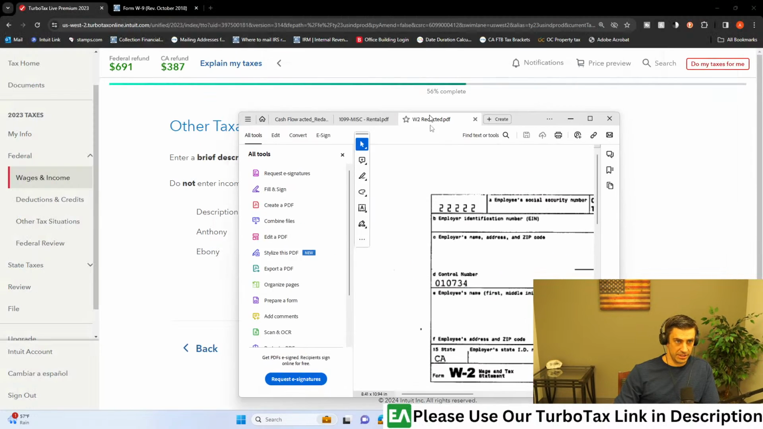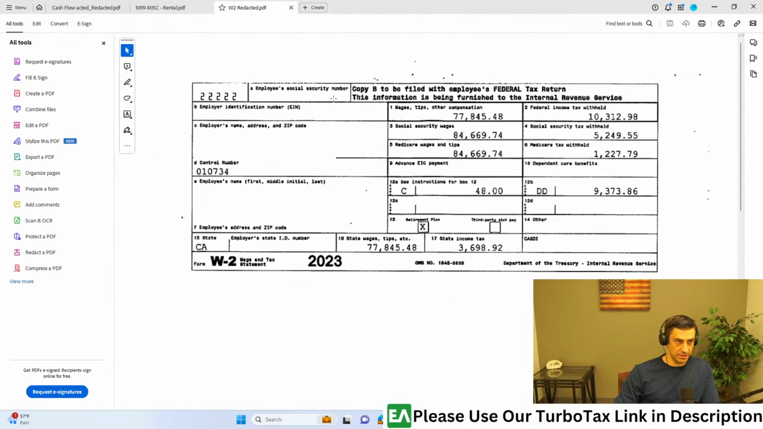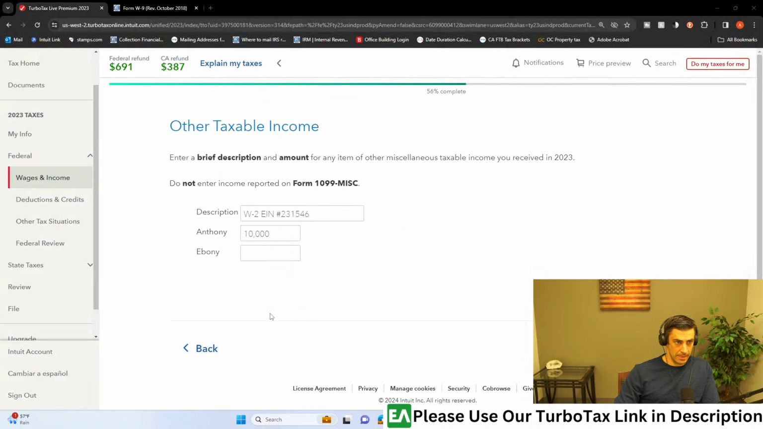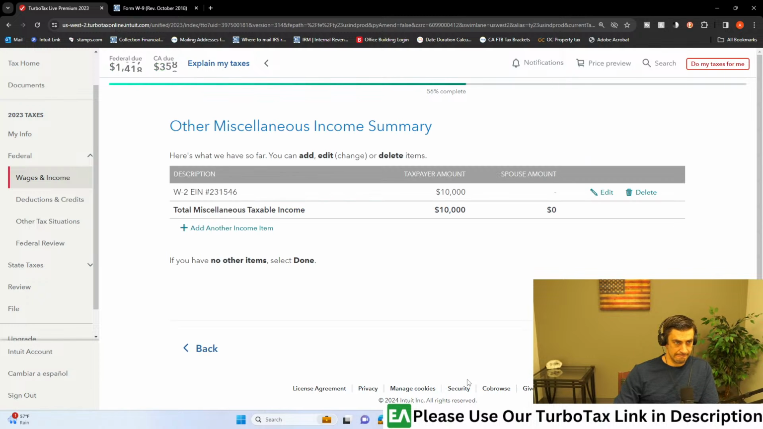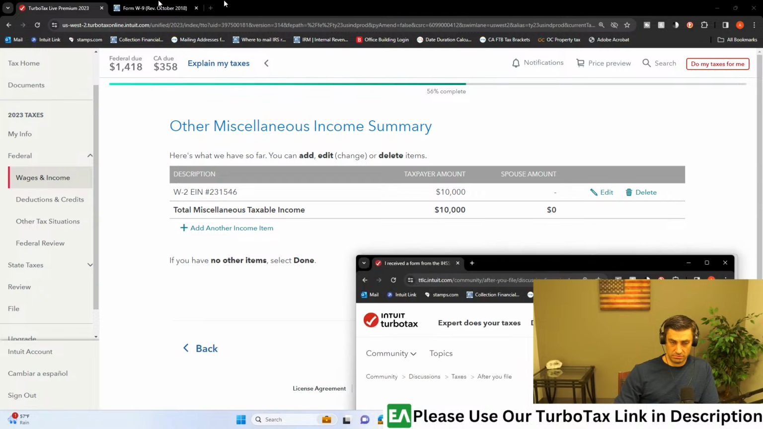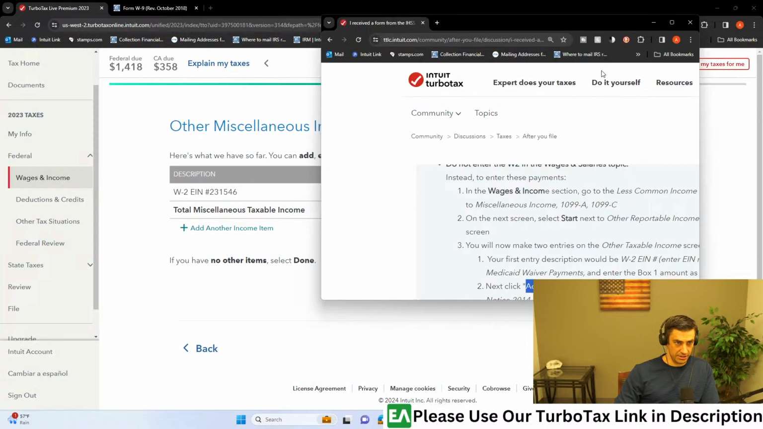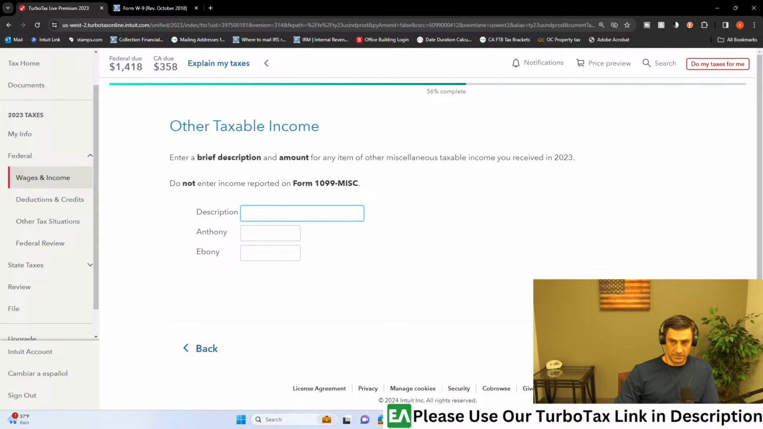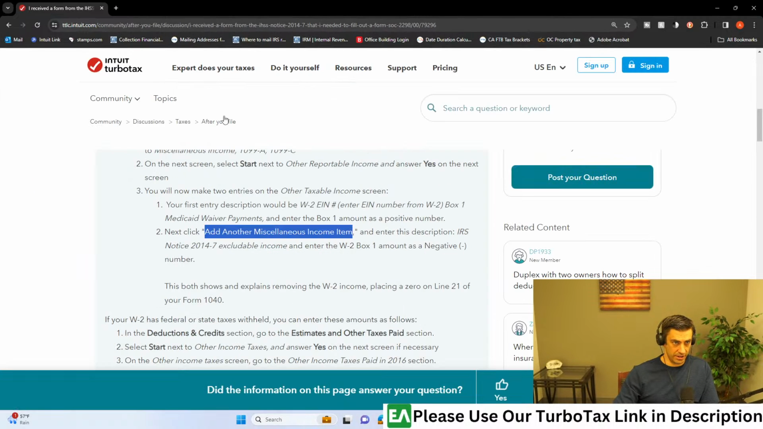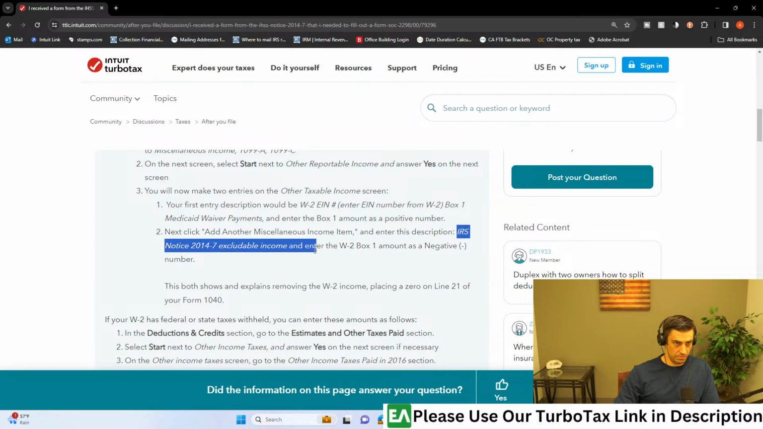Well, this is not it, I know, but this is somewhat what a W-2 looks like. That EIN is going to be like right here, okay? Put that in there, hit continue. Okay, and then on the next one, it's going to tell us on here, add other miscellaneous, add another miscellaneous, and enter this description. Right, there you go. So I know that one. Add another one, and then you'll do the description as such, right here. It'll be, boom.